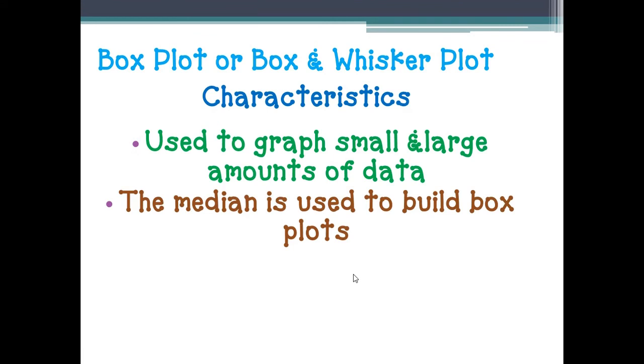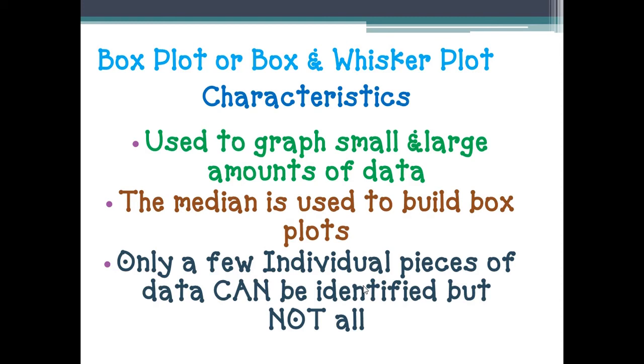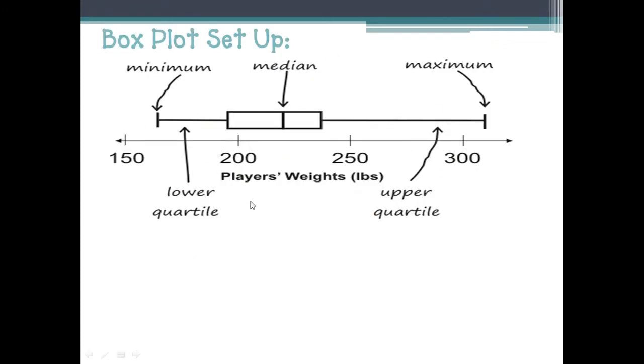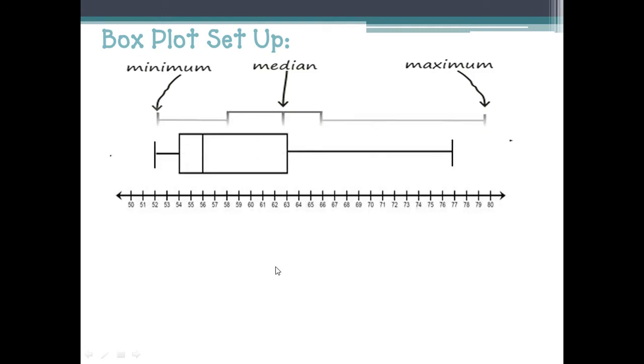The next thing we can do with a box plot is use medians. We will actually use a median 3 different times to find our values to put that box plot together. Just like a histogram, only a few individual pieces of data can be identified, but not all. So we can find some pieces of data, but not all the pieces of data by our summary on a box plot. Let's explore what that means. So remember, the 5 numbers we need: the minimum, the maximum, the median, the lower quartile, and the upper quartile. Quiz time, let's see if you can identify them.